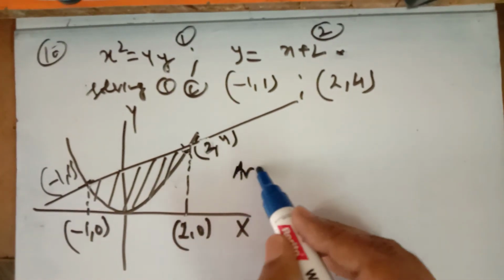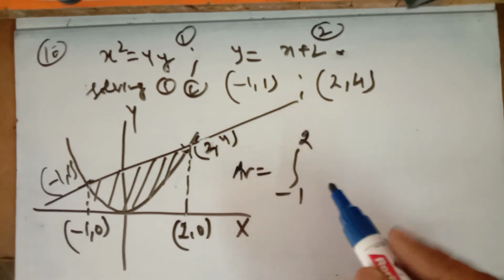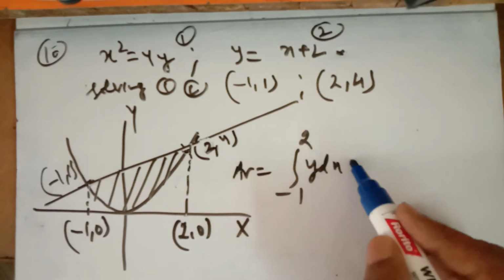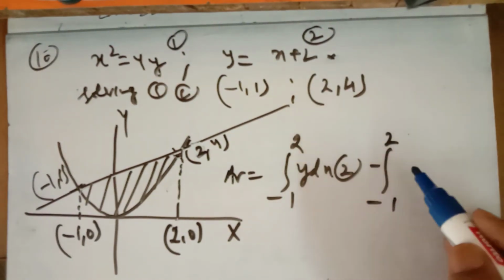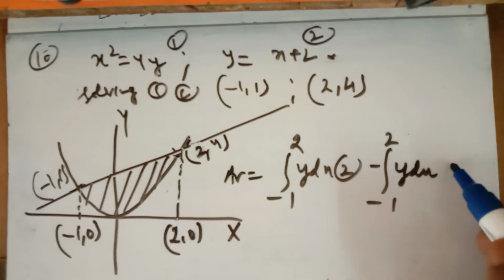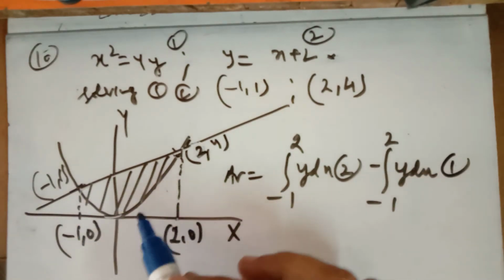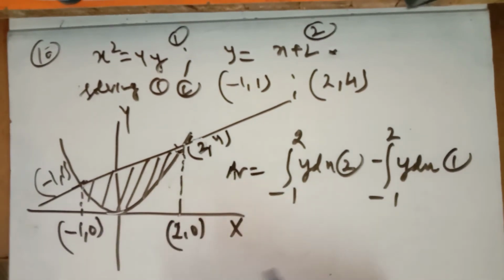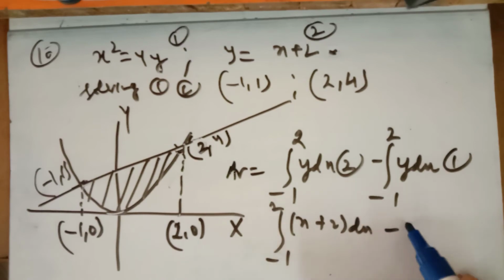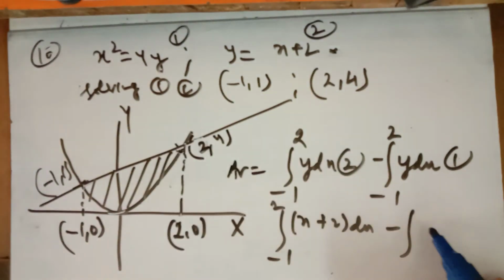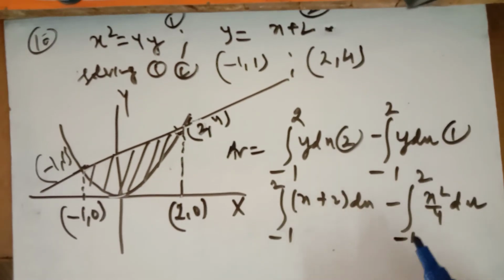The required area is the integral from minus 1 to 2 of y dx of the line, minus the integral from minus 1 to 2 of y dx of this curve, that is the parabola, which is bounding the area touching the x-axis. So x plus 2 is y of the line, and you have to integrate this with respect to x, minus y of this, which will be x square upon 4, with respect to x from minus 1 to 2, and integrate it.